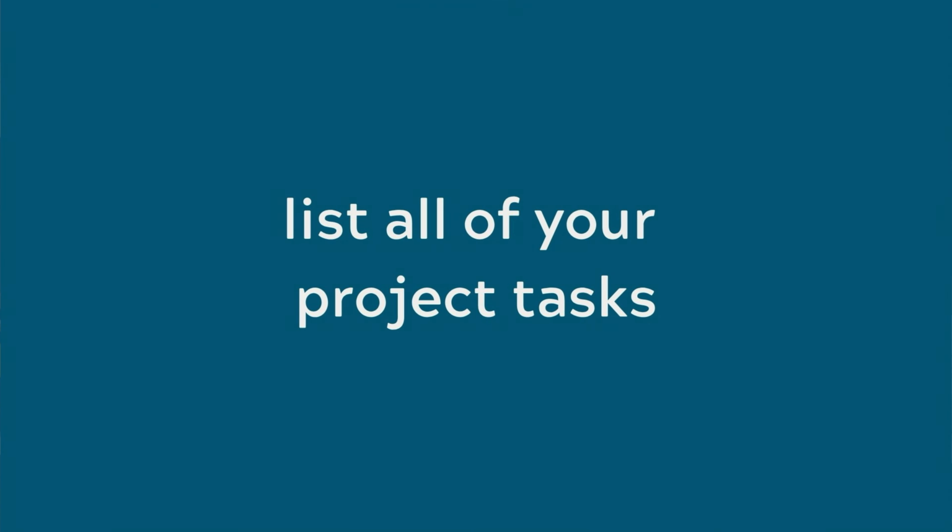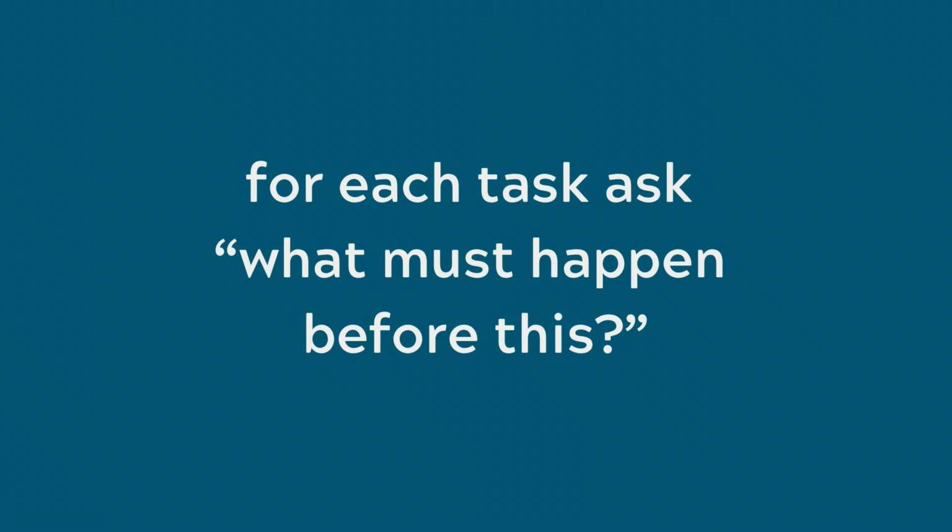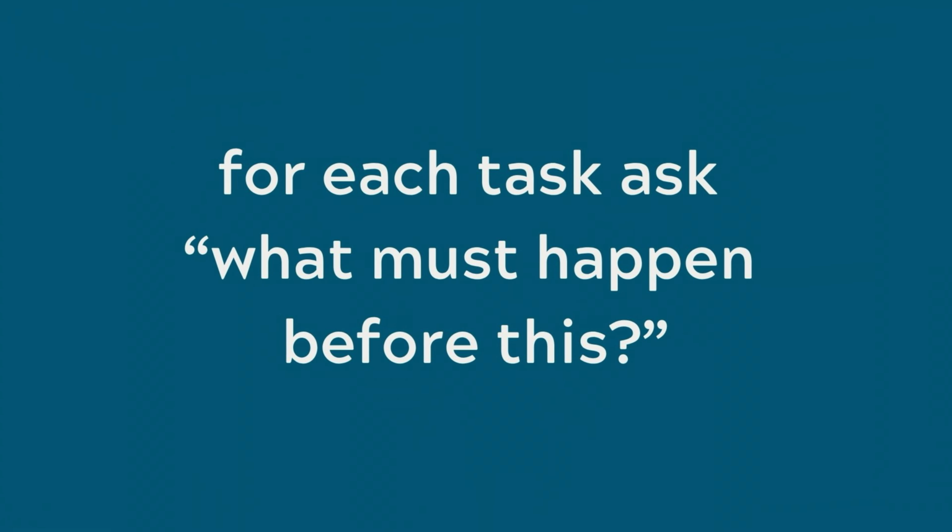Here's a step-by-step method for mapping the dependencies in your project. First, list all of your project tasks. You want to start by breaking down your work into manageable chunks. Next, for each task, ask what must happen before this. This helps reveal predecessor tasks for each item.